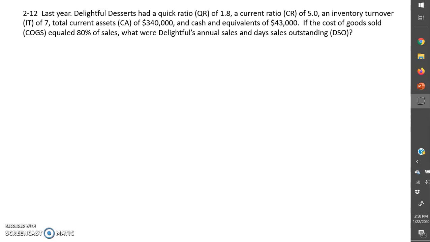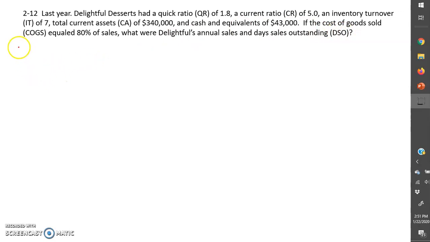Okay, CFIN6, Chapter 2, Problem 12. Last year, Delightful Desserts had a quick ratio of 1.8, a current ratio of 5.0. I've included all the abbreviations here. I'll use the abbreviations when I do my calculations to simplify things. Inventory turnover of 7, current assets of $340,000, cash and equivalents of $43,000. If the cost of goods sold is 80% of sales, what are Delightful's annual sales and day sales outstanding?